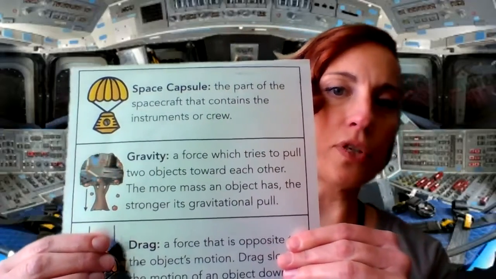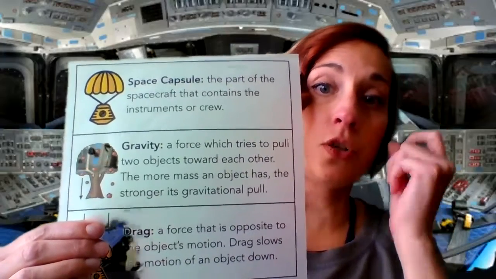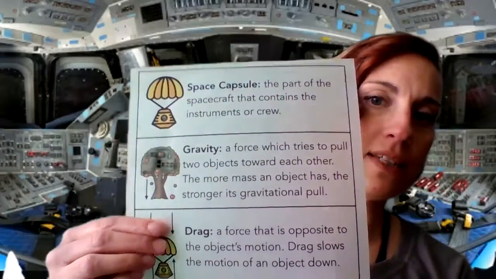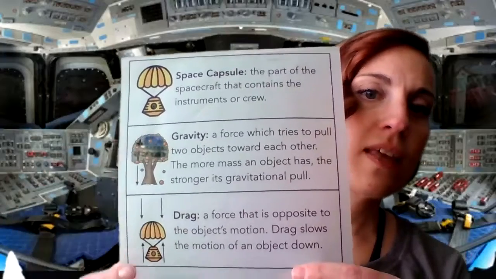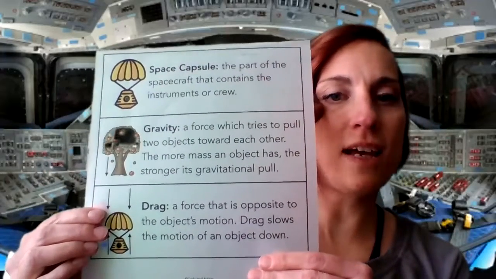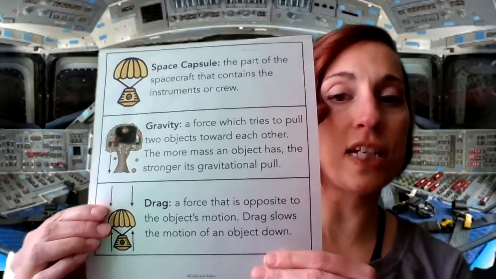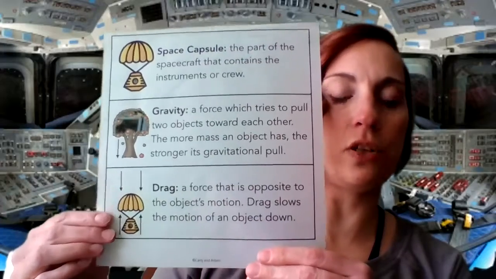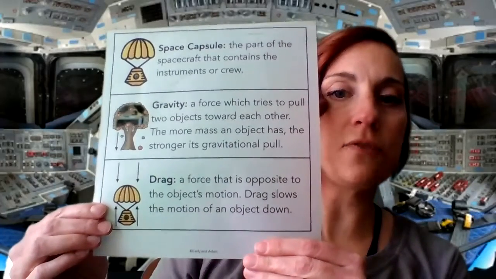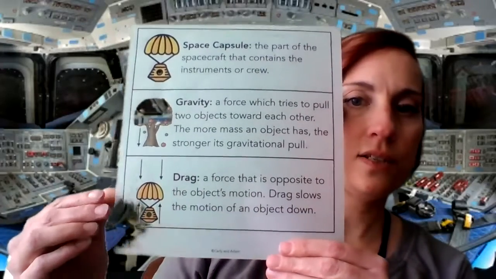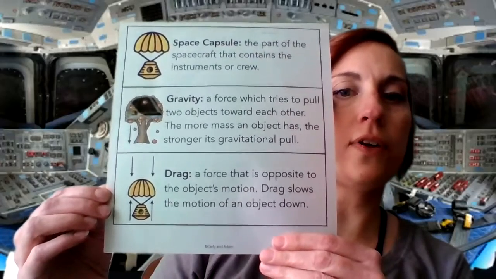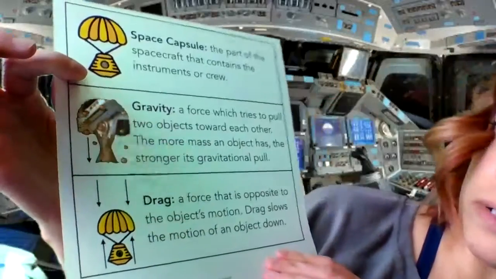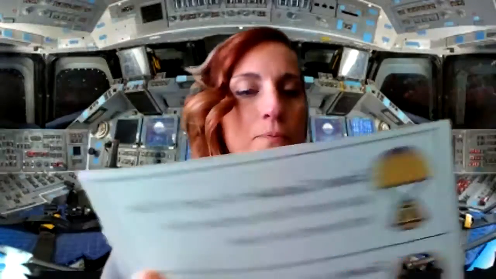Gravity is a force which tries to pull two objects toward each other. The more mass an object has, the stronger its gravitational pull. Drag is a force that is opposite to the object's motion. Drag slows the motion of an object down.